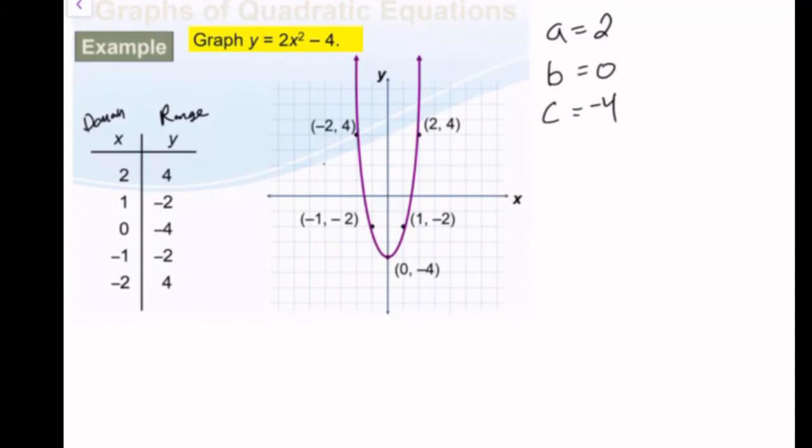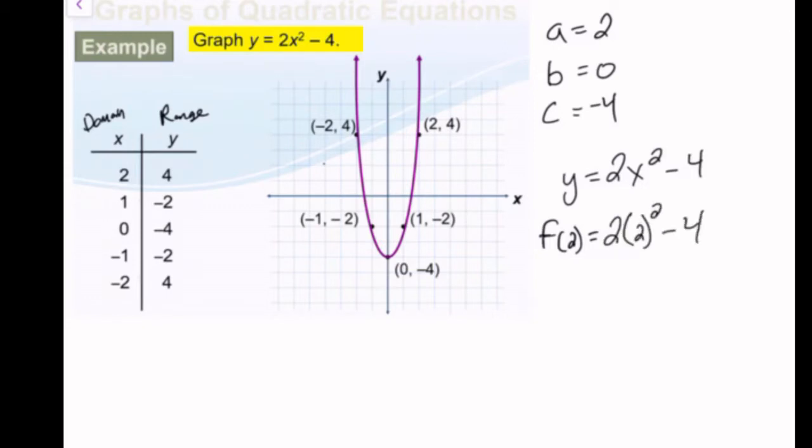Let's check to see if this table holds true. In the equation, y equals 2x squared minus 4, my x value is in between the 2 and the squared sign. Let's take our first domain value, positive 2. So, f of 2 equals 2 times 2 squared minus 4. We replace the x value with 2 in our equation.